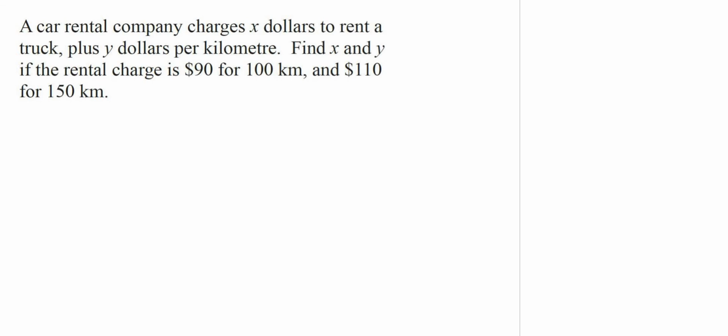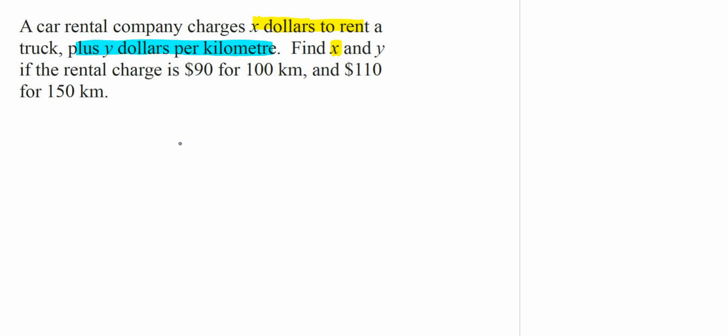A car rental company charges X dollars to rent a truck and Y dollars per kilometer. Find X and Y if the rental charge is $90 for 100 kilometers and $110 for 150 kilometers. Okay, so I guess the question has already established that X is the cost to rent, and we know that Y is the cost per kilometer, right?